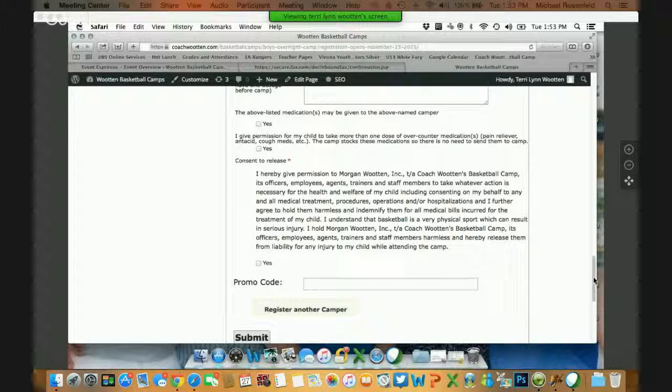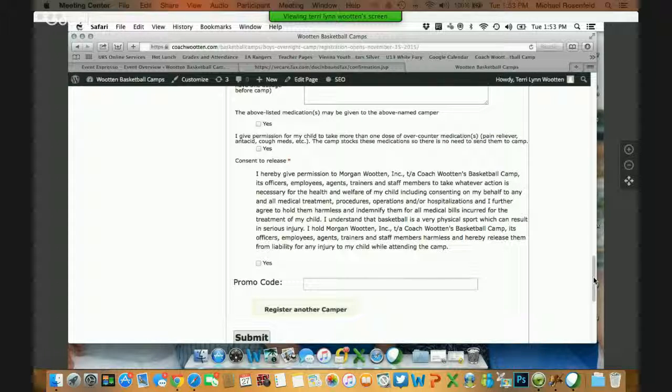Okay. Can someone have a promotional code and a group code? Yes, they could. They could also get a sibling discount and an early registration discount, and a multiple session discount. Where do those things show up?